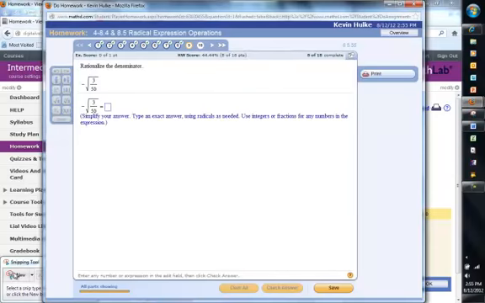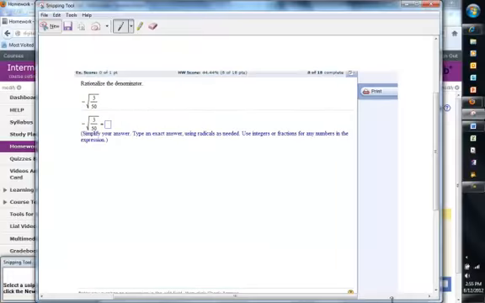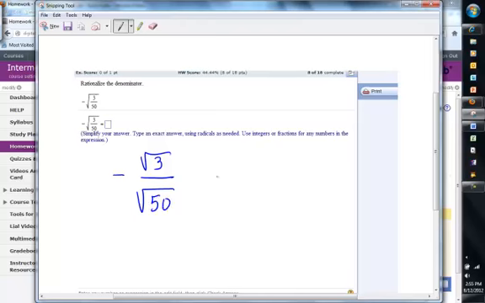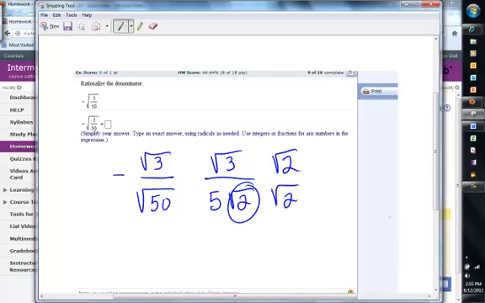We could multiply numerator and denominator by 50, but I'm going to show you that there is an easier way to do it. I'm going to divide this out so that I have the square root of 50 on the denominator. That's 5 square root 2. So the only thing we're really missing in the denominator is another square root 2. So we multiply top and bottom by the square root of 2, and we get the square root of 6 over square root of 2 times the square root of 2 is 2 times 5 is 10.